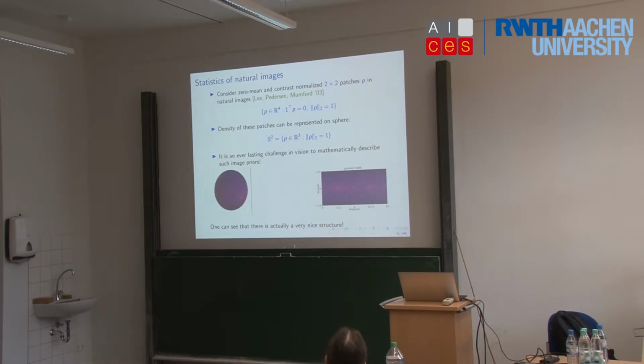And the idea is now, of course, how can we find a good function that measures the probability of a 2 times 2 patch being a good patch or not?